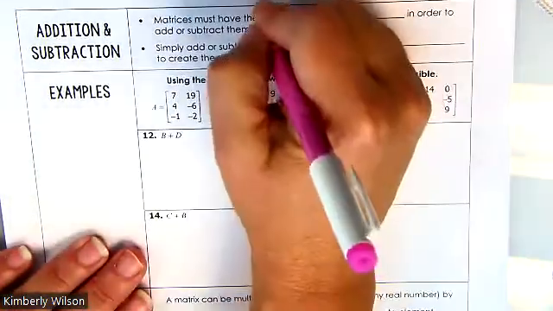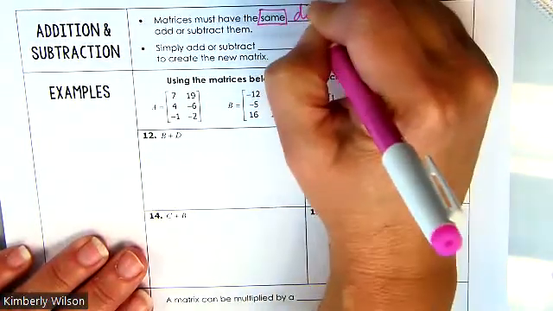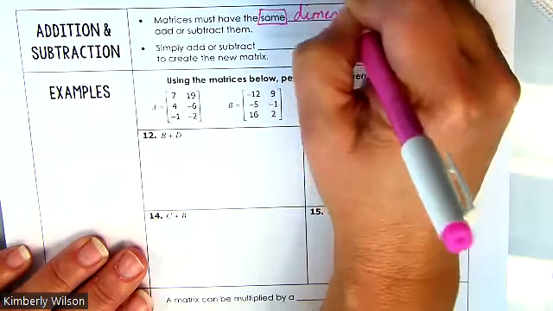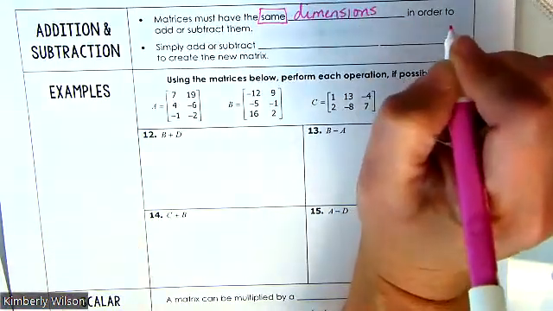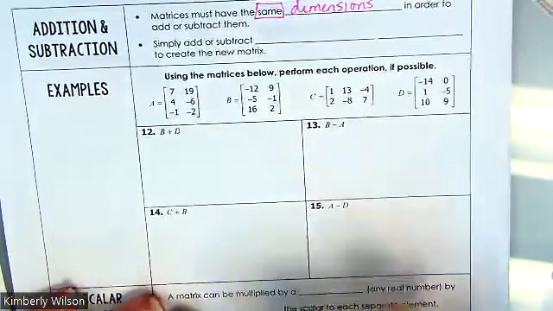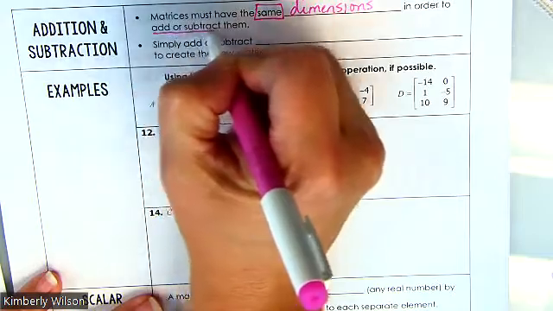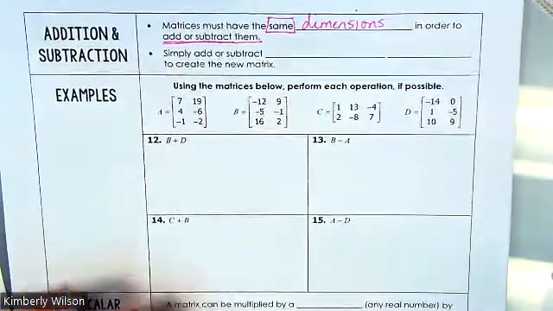Okay, so the matrices must have the same dimensions. If they don't, then you cannot add or subtract them or do any operations with them, really. It's only for adding or subtracting. They have to have the same dimensions.